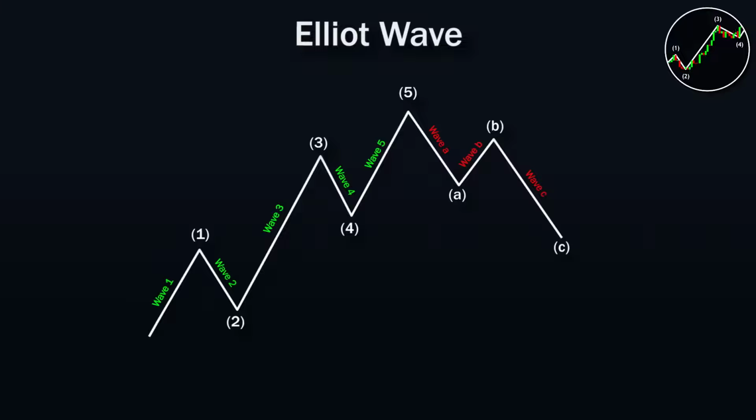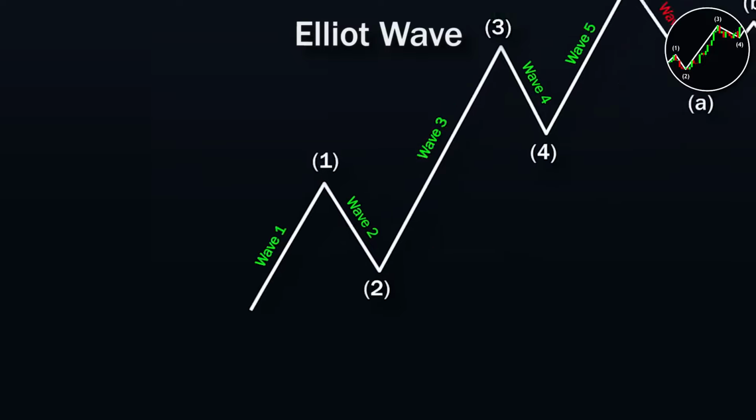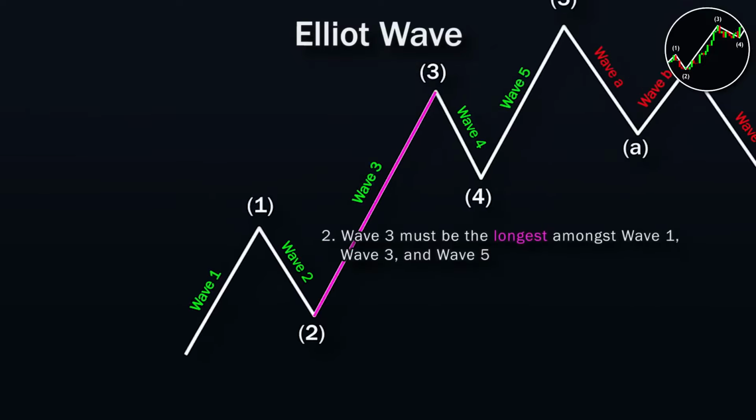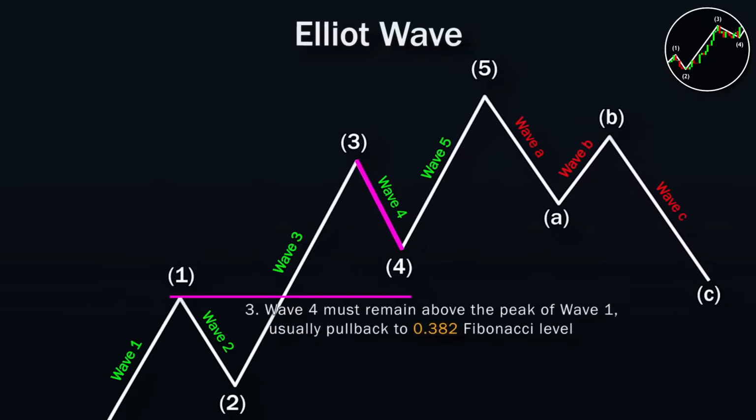Now, there are specific rules to ensure that a movement is considered as a valid Elliot wave. First, wave 2 cannot be longer than wave 1 and usually pulls back to the 0.618 Fibonacci level. Second, wave 3 must be the longest wave amongst wave 1, 3, and 5. Third, wave 4 must remain above the peak of wave 1 and usually pulls back to the 0.382 Fibonacci level.